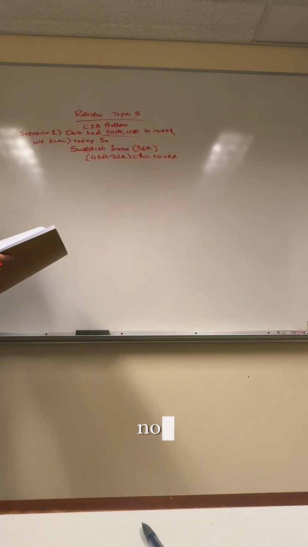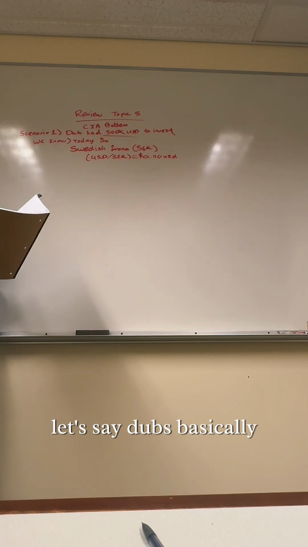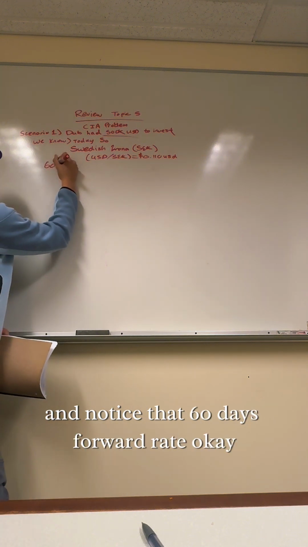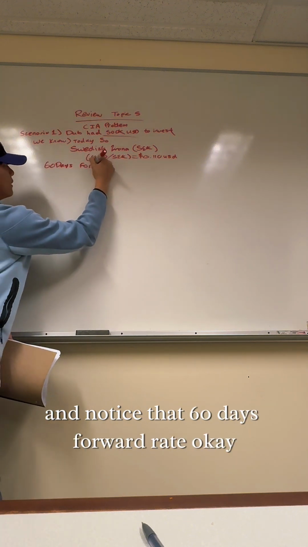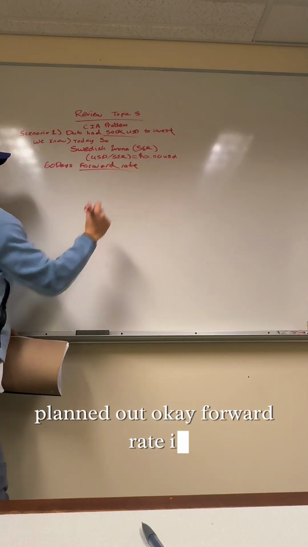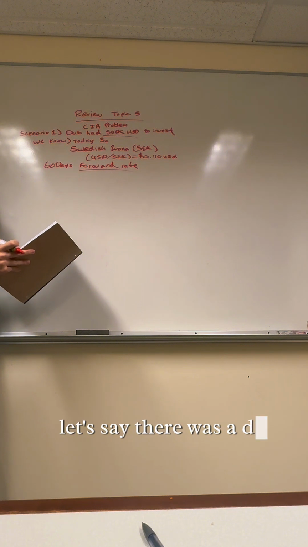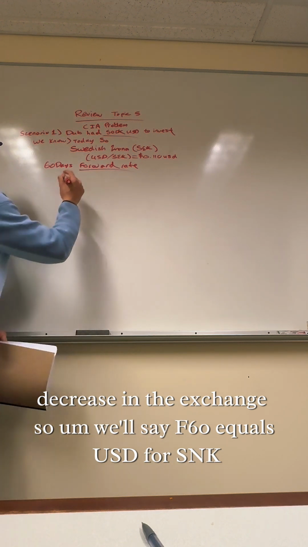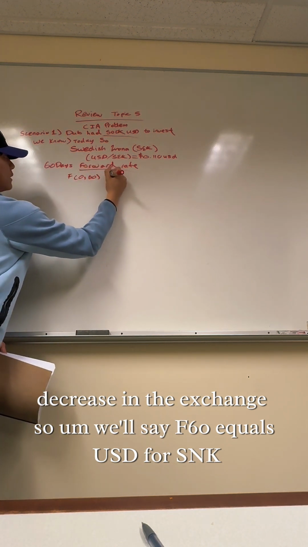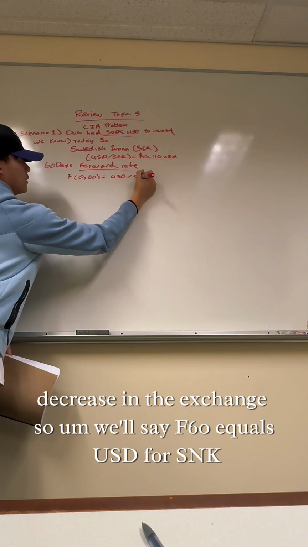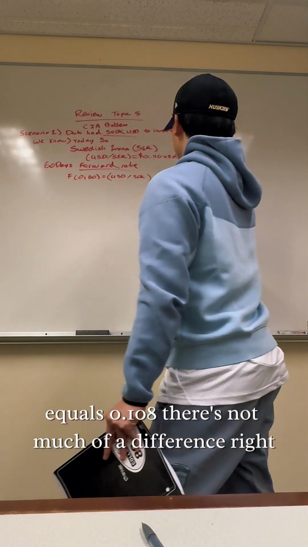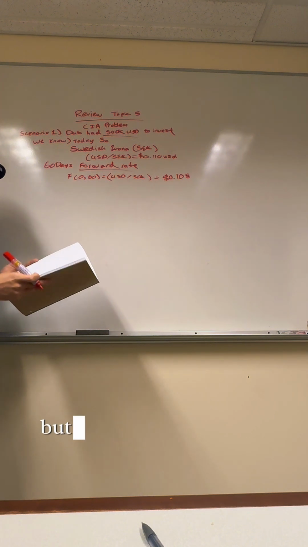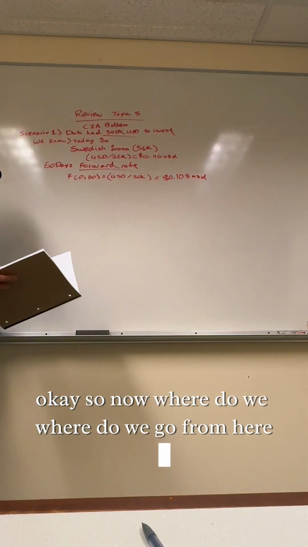Now, let's say Dubs wants to get his investment back in 60 days, and this 60 day forward rate is already planned out. Let's say there was a decrease in the exchange rate, so F60 equals USD per SEK equals 0.108. There's not much of a difference, but it still makes up a lot. So now where do we go from here?